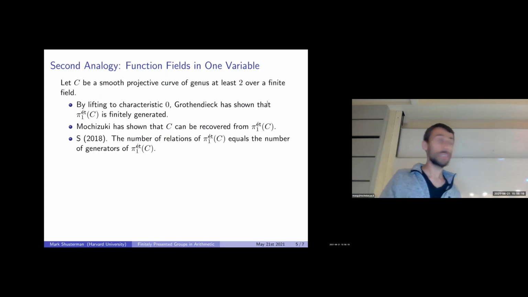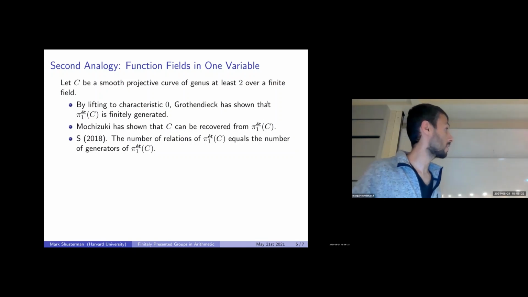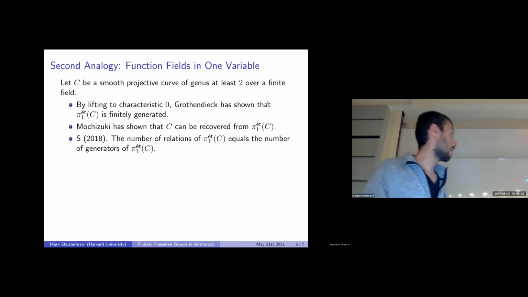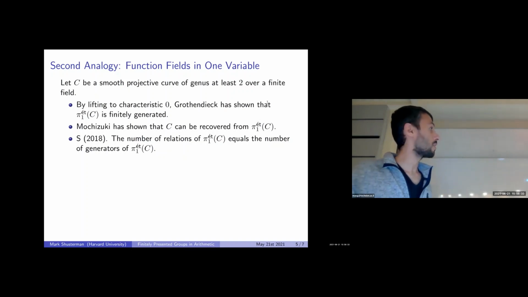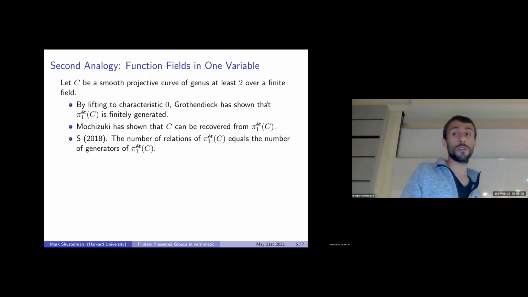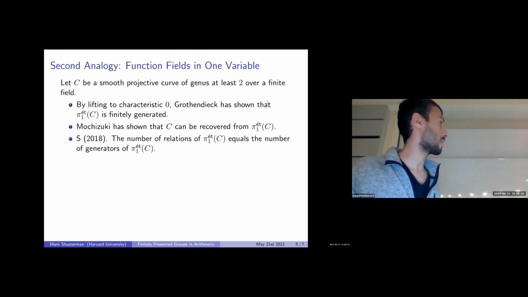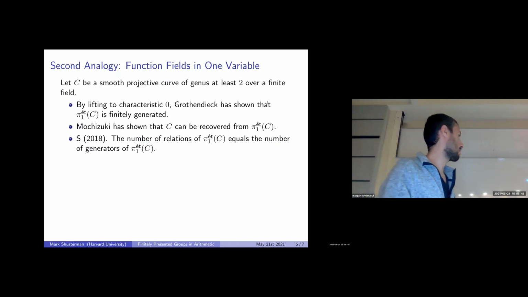And the main result here is similar, although less explicit. I have proven some 3 years ago now that this group is finitely presented. Moreover, the number of relations equals the number of generators. Although I cannot quite say what this number of generators is. I can give maybe an upper bound and a lower bound, but I haven't yet proven that it is this or that number. But still, I can show that it's finitely presented, and I can tell you that the number of relations is equal to the number of generators.